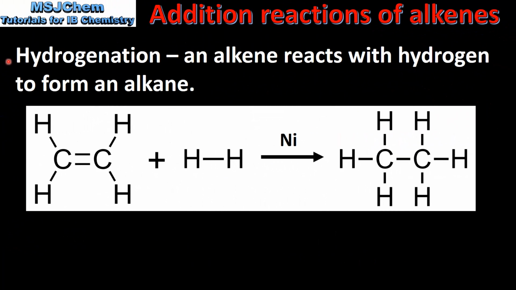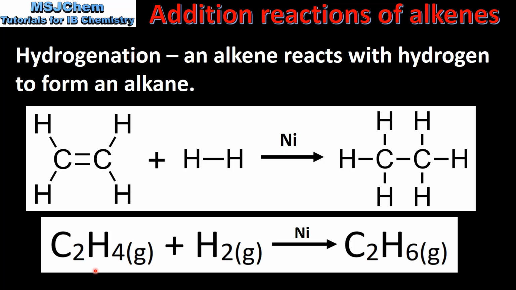The first type of addition reaction we look at is hydrogenation. In this reaction, an alkene reacts with hydrogen to form an alkane. So here we can see C2H4, which is ethene, reacting with hydrogen to form C2H6, which is ethane. In the reaction, the carbon-to-carbon double bond opens up and we add two hydrogen atoms to the molecule. Note that this reaction is usually carried out using a nickel catalyst. And here we can see the overall chemical equation for the reaction.